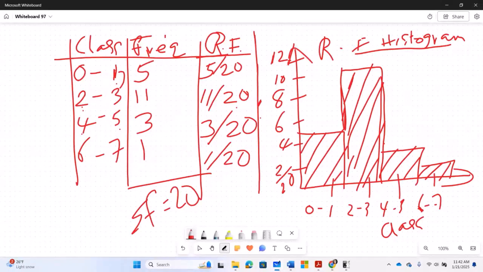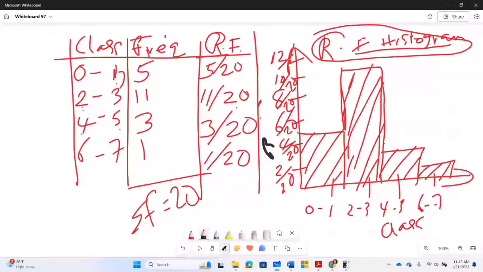So the relative frequency of this is 2, and I'm just going to put divided by 20. Why? I'm told to convert the frequency histogram to relative frequency. So now I have a relative frequency histogram, and I'm going to write relative frequency on the right hand side.